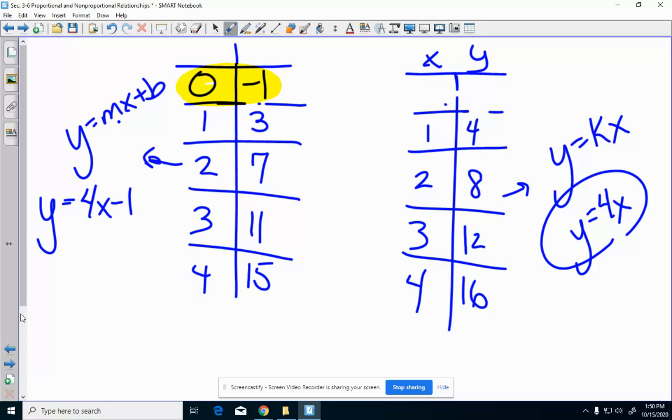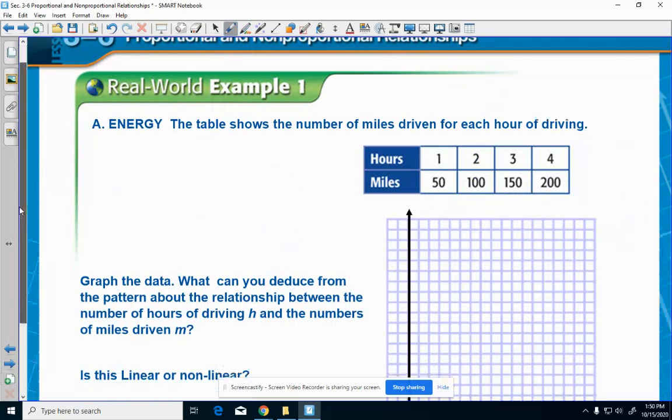All right. So we're going to look at 4 questions. 2 of them are tables, 2 of them are graphs. You're just simply going to tell me, is it proportional or is it not? And then what's the equation? And then we're done. So here's number 1.